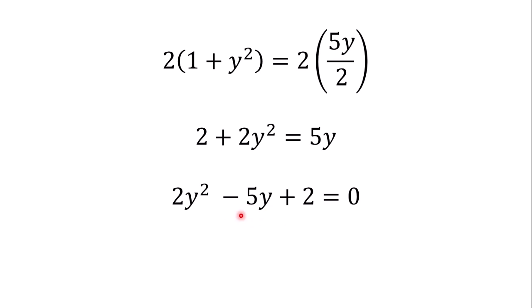Well, to factorize this equation, we're just going to multiply the coefficient of y squared by this constant here, and that will give us 4. Then we find the factors of that constant. Then we pick two of those factors which, when multiplied, will give you 4, but when summed will give you this minus 5 here. So what are the factors of 4?